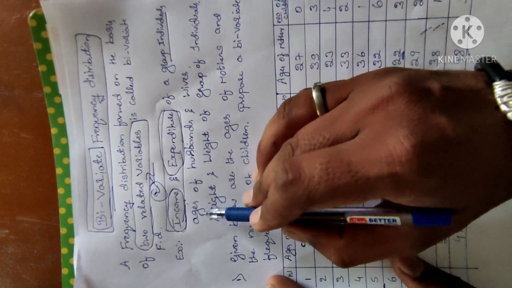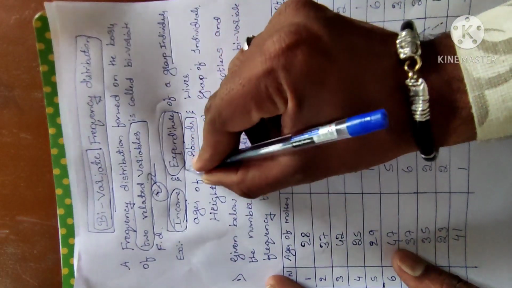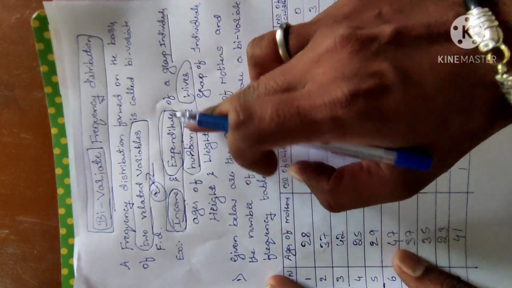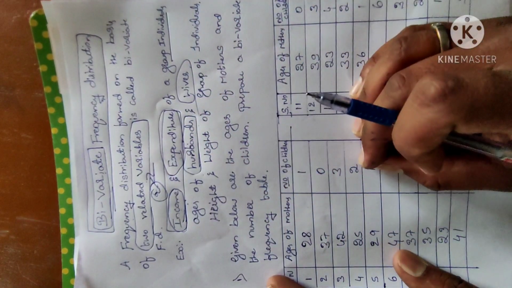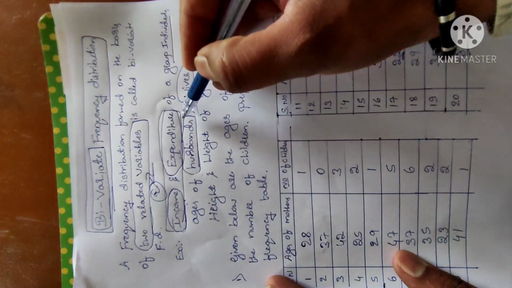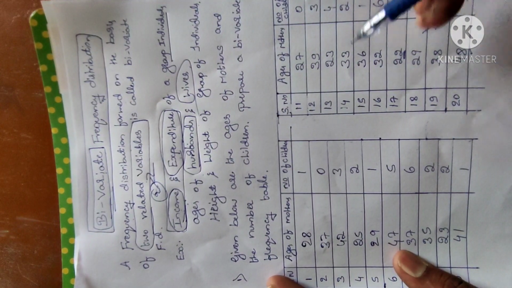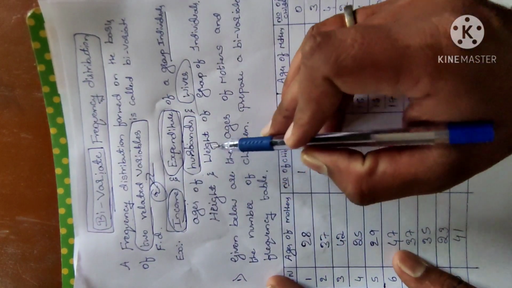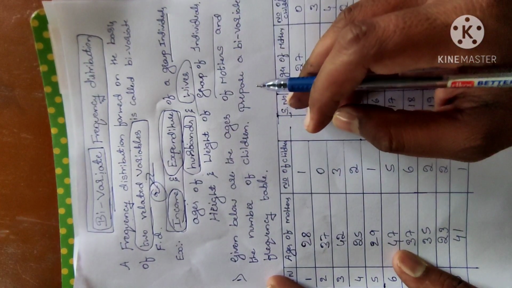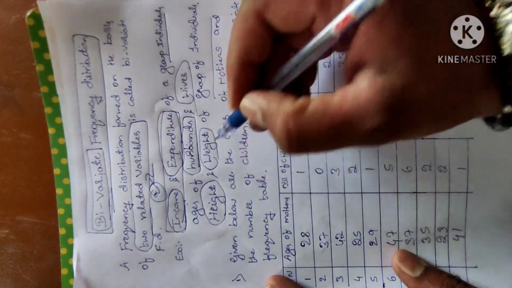Take one more example: ages of husbands and wives. Here also there are two variables, husbands and wives. When we record them in a table, we give importance to both husbands and wives, so that type of data we can consider a bivariate frequency distribution. Take one more example: height and weight of a group of individuals. Here also there are two variables: the first is height and the second is weight.